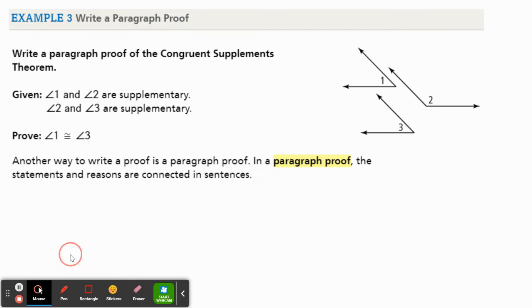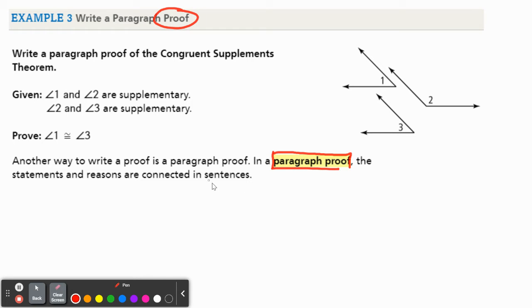Okay, so now time for some fun. We are going to perform a paragraph proof of this congruent supplements theorem. If angle 1 and angle 2 are supplementary, and angle 2 and angle 3 are supplementary, then we need to prove that angle 1 is congruent to angle 3. We're going to do this in what's called paragraph proof form. A paragraph proof is great because you can just use sentences.